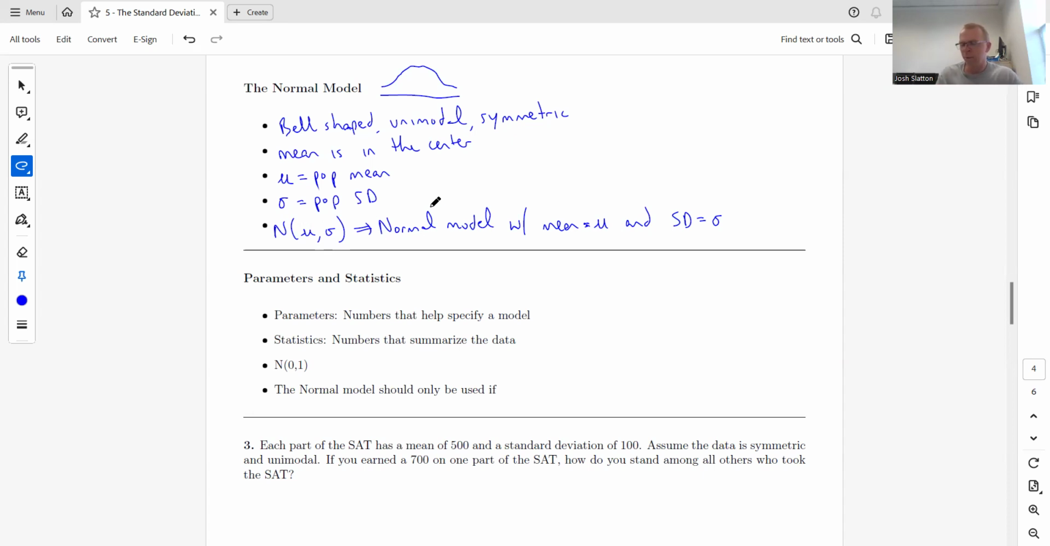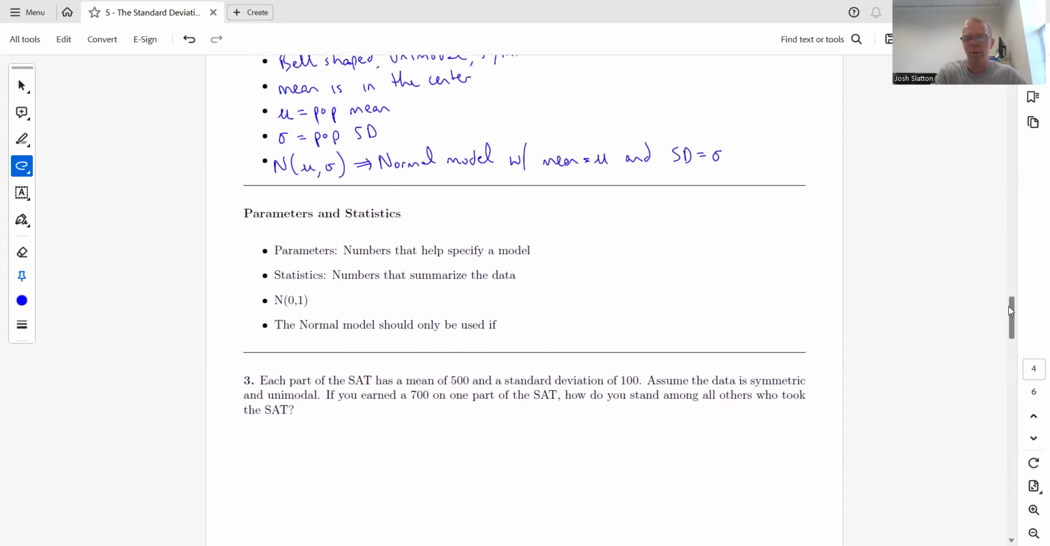All right, parameters and statistics. We'll talk about this more in a couple of chapters, but let's introduce this here. Parameters are numbers that help specify or describe a model, and this would be your mu and your sigma. Notice I didn't just say mu is the mean and sigma is the standard deviation. We have to specify it's the population mean and the population standard deviation, as opposed to a sample mean or a sample standard deviation.